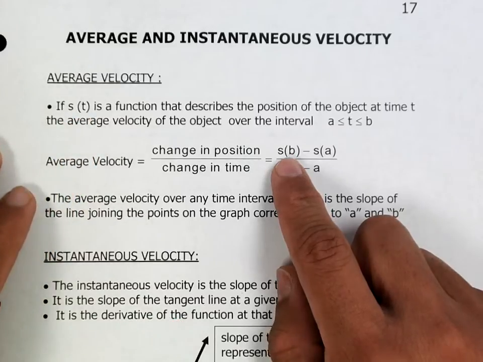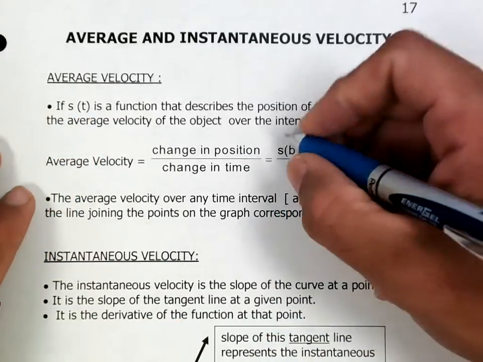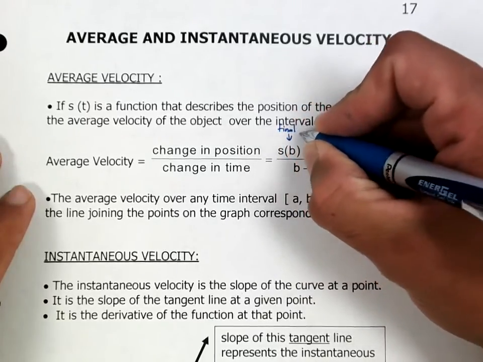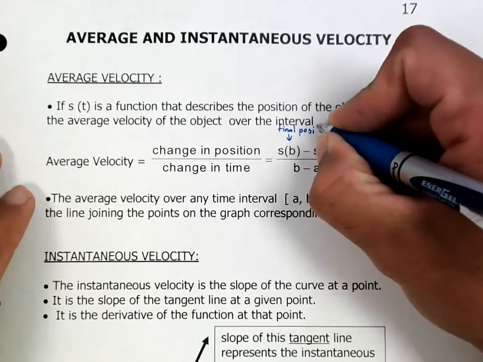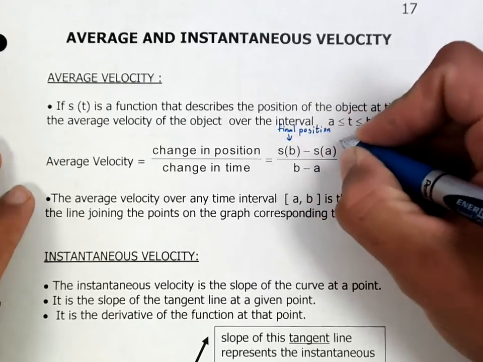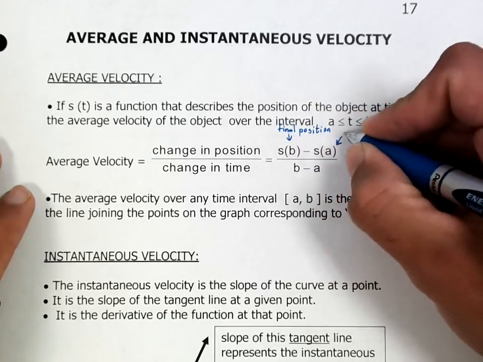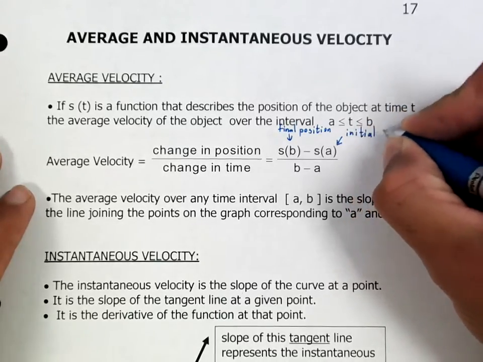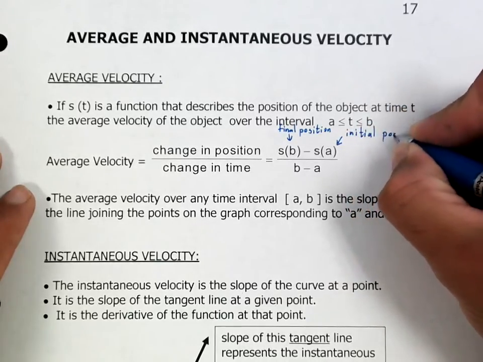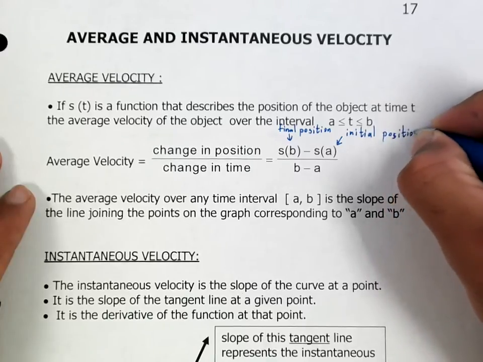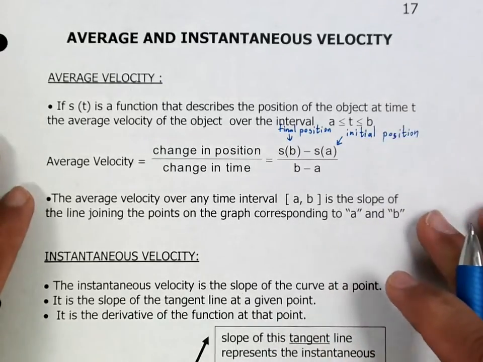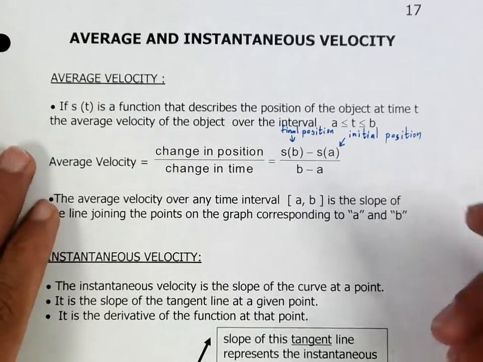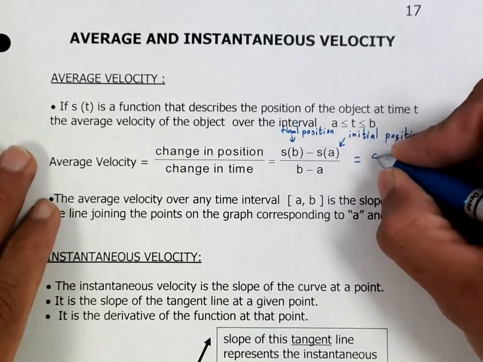So the average velocity is described as the final position minus the initial position, and that's what they mean by the change in position, over the difference in time. So the average velocity function can also be described as a slope between 2 points.